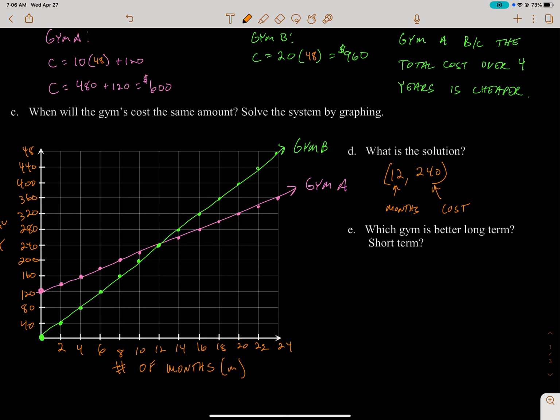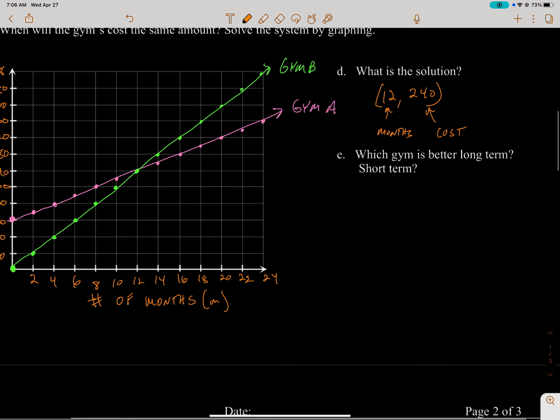Okay? So which gym is better long term? Gym A, because it's cheaper after 12 months.